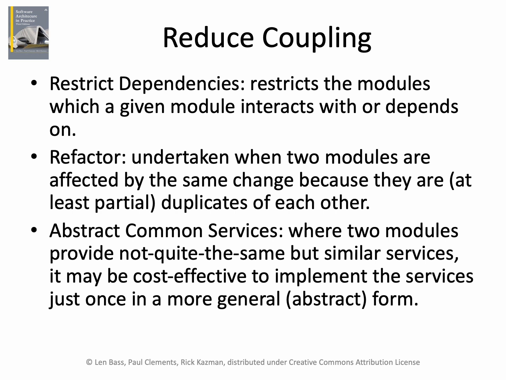So, again, I have discussed restrict dependencies, refactor, and abstract common services. Here, restrict dependencies restricts the modules which a given module interacts with or depends on. Refactor is undertaken when two modules are affected by the same change because they are at least partial duplicates of each other. Abstract common services is used where two modules provide not quite the same but similar services. It may be cost effective to implement the services just once in a more general abstract form.